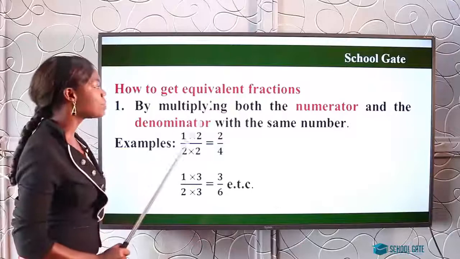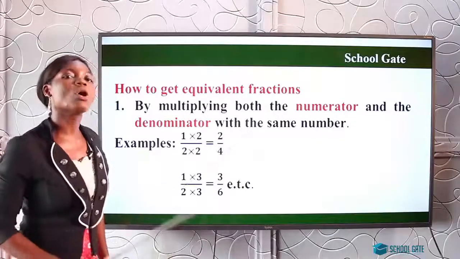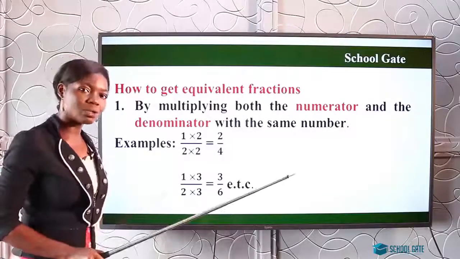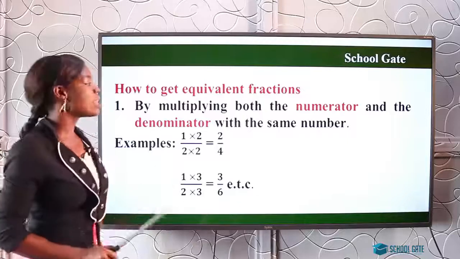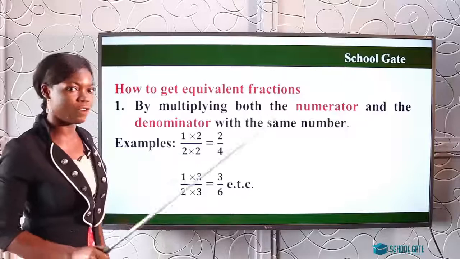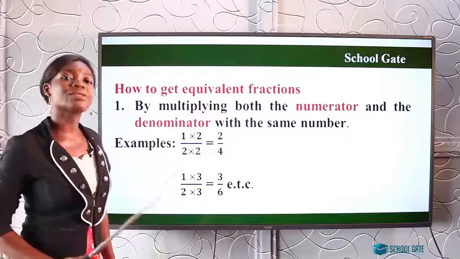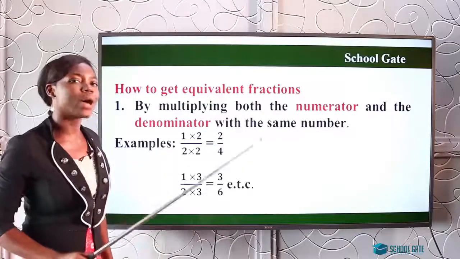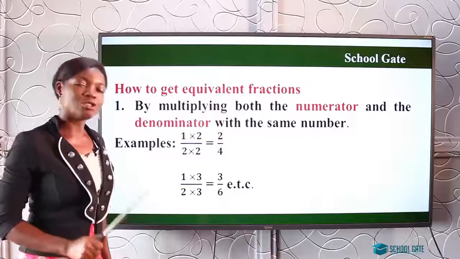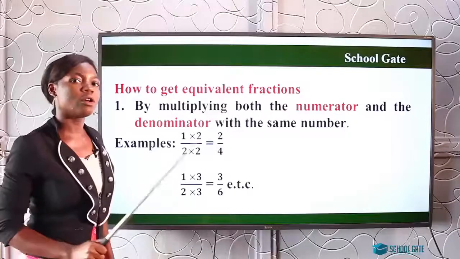Now, by multiplication, you multiply the numerator and denominator with the same number. Multiply the numerator and the denominator with the same number. That's how you get equivalent fractions. For example, you're given 1 over 2, and you're asked to find the equivalent fraction of 1 over 2. Think of any number. Multiply the numerator, multiply the denominator with that same number.